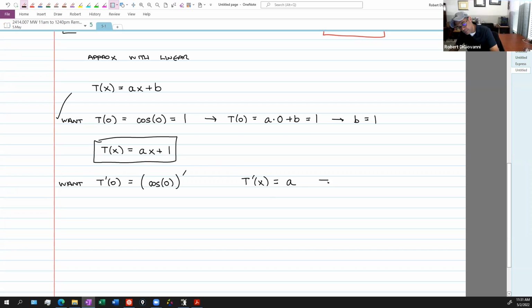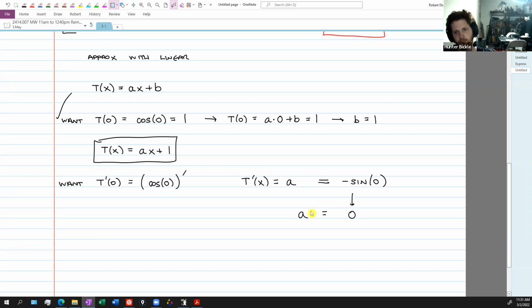But we need this to be equal to, well, what's the derivative of cosine at zero? Well, what's the derivative of cosine? It's going to be your negative sine. Negative sine of zero, which, right, is zero, which means that a must be zero.